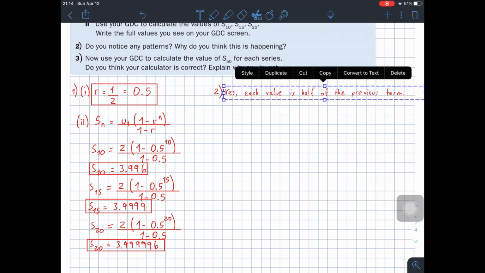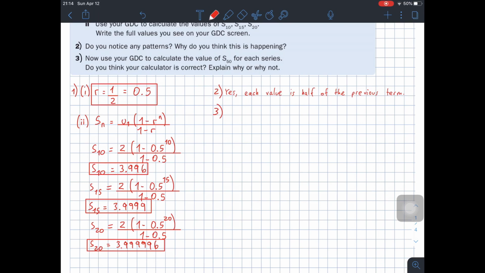Okay, so each value is half of the previous term. And then for number 3, it says, now use your GDC to calculate S of 50 for each series. Do you think your calculator is correct? So if you try calculating S of 50, this is 2 times 1 minus 0.5 to the power of 50 divided by 1 minus 0.5. And if you do this in your calculator, you'll get the number 4. But do you think this is correct? Explain why or why not.